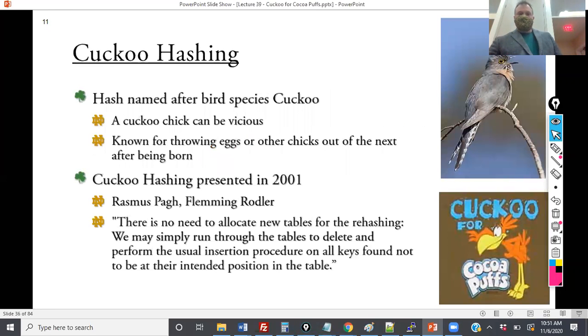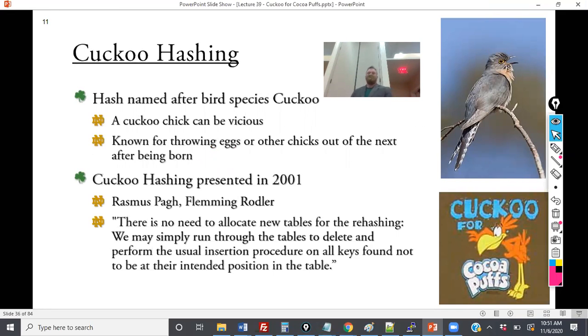The motivation for cuckoo hash is the cuckoo bird, and cuckoo birds can be vicious. What they'll do is find a nest of another bird, throw all the eggs out, and then put their own eggs in it. So they're pretty vicious, and that's where the idea came from when Pagh and Rodler named it. Their goal is that there's no need to allocate new tables for the rehashing. We simply run through the tables to delete and perform the usual insertion procedure on all the keys that are not at their intended location.